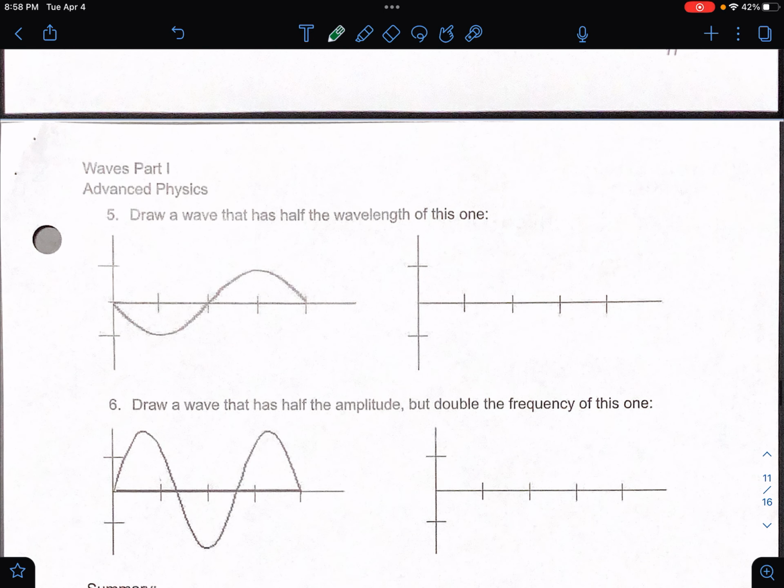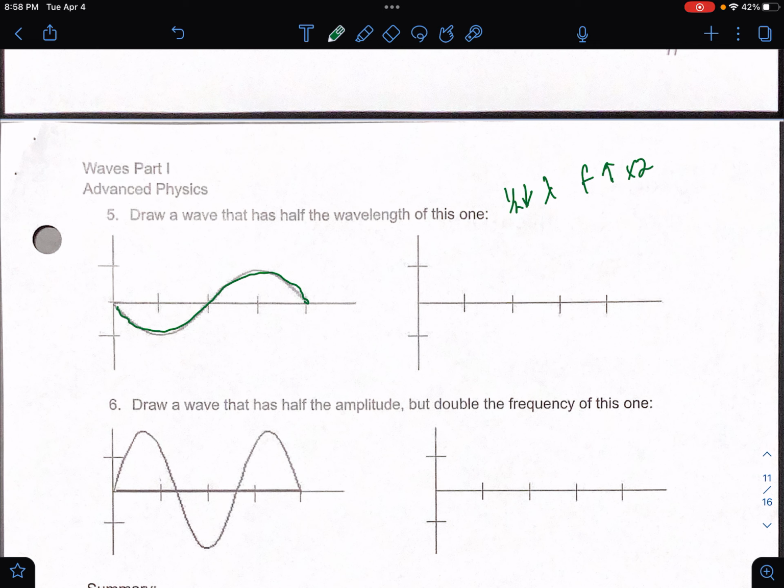Okay, so moving on to number five, it says draw a wave that has half the wavelength of this one. So half the wavelength, so wavelength is going down by half. That means frequency has to go up by 2. So you want the number of waves to double. Well, if I only have one wave in those 4 lines, if I want to double that frequency, I need to fit 2 waves in that same amount of time.